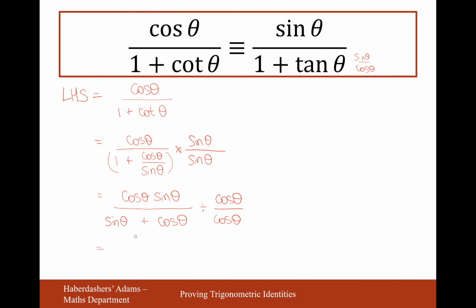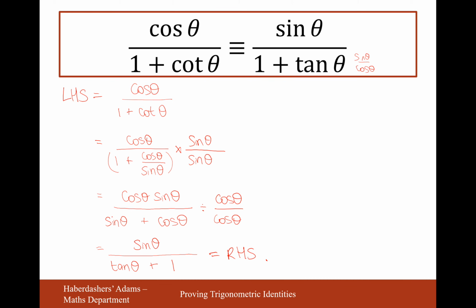Let's see what we get. So cos theta sine theta divided by cos theta is just sine theta. And then on the bottom, we're going to get sine theta divided by cos theta, which is tan theta. And then we're going to get cos theta divided by cos theta, which is 1. And that's exactly what we have on the right hand side. Lovely jubbly. So there we are, that's the answer to this question here.